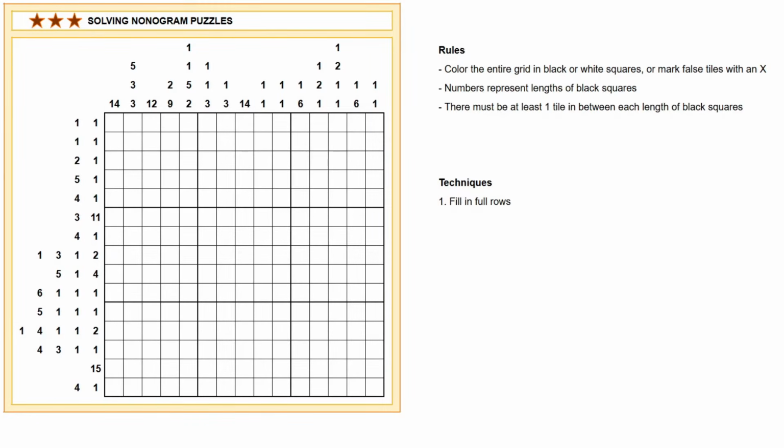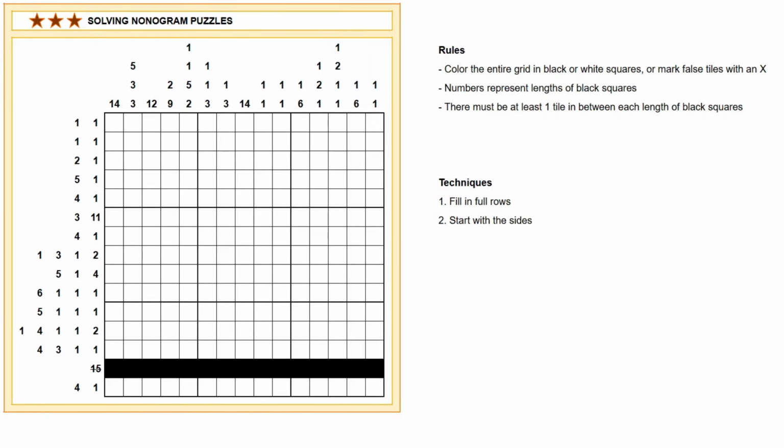The first technique will not always be applicable, but of course when it is, it's going to be easy, and that's fill in full rows. As you can see, the grid is 15 by 15. That means if you see a 15, that's a no-brainer of course. The entire row is going to be filled out. And you can then cross that one off, you've done this number. So that's going to be easy.